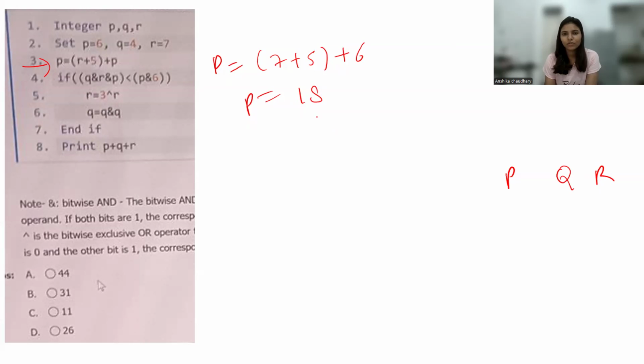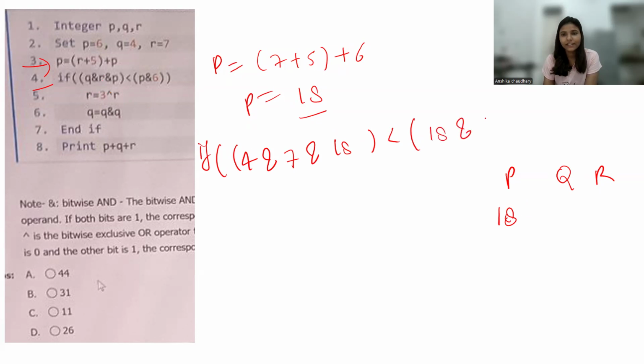Okay, so we have P equals 18, right? Now I am updating P equals 18 here, and then there is an if condition, and the condition is saying Q and R, and this is bitwise AND, right? So Q value is 4, bitwise AND R, and R value is 7 only. And P is updated here, so it is 18 is less than P and 6. So P is 18 and 6, right? As we all know this is a bitwise AND, so we need to convert them into binary, then we will move forward, right?